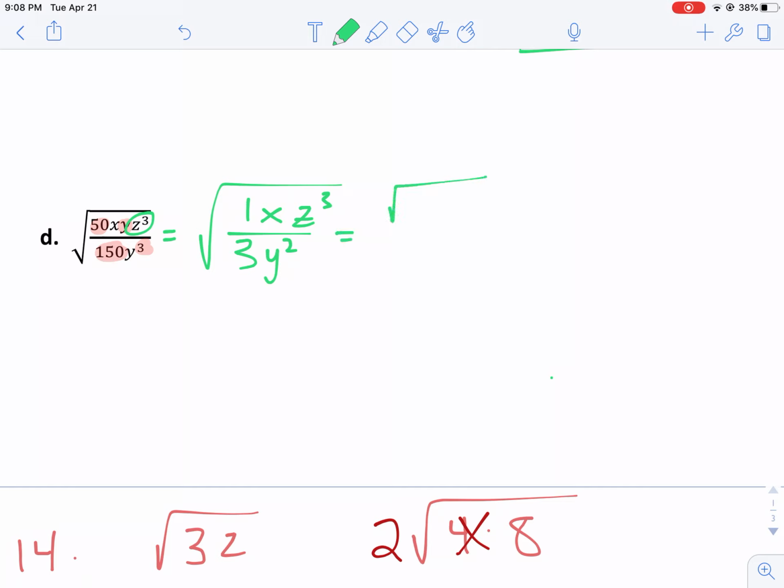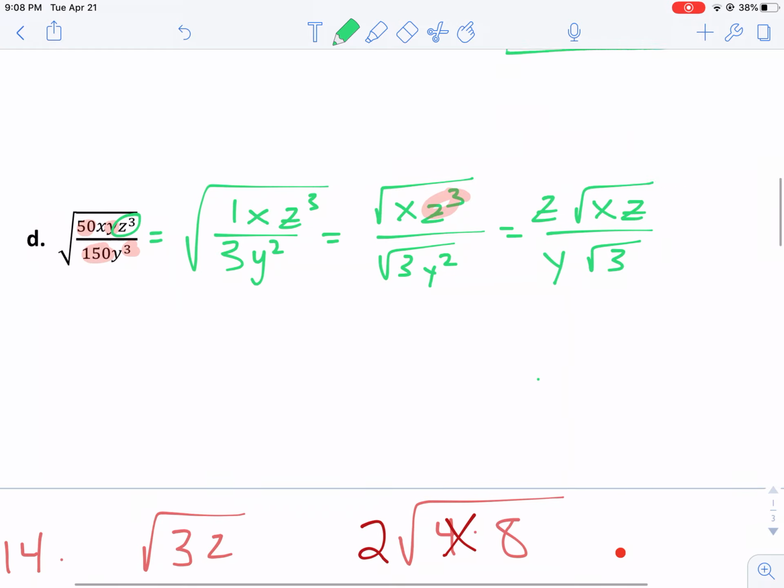In the numerator, then, we have x z to the third over 3y squared. Well, we can take the square root of z to the third. So that would give us z. We would still have 1z under the radical. And then in the denominator, we can take the square root of y squared, which is y, and then we'd be left with root 3.